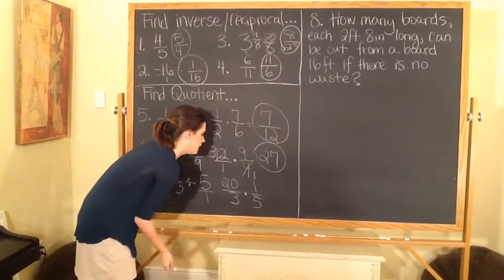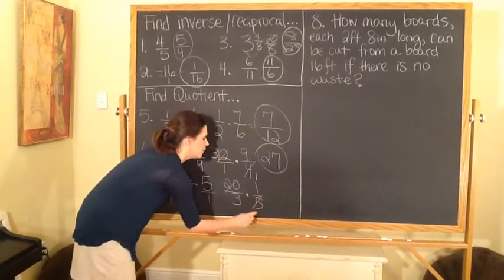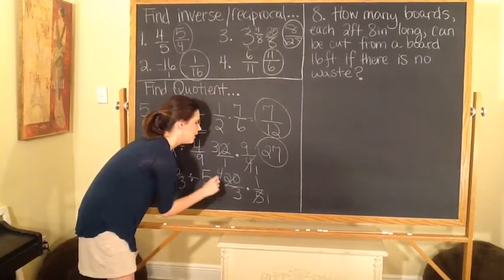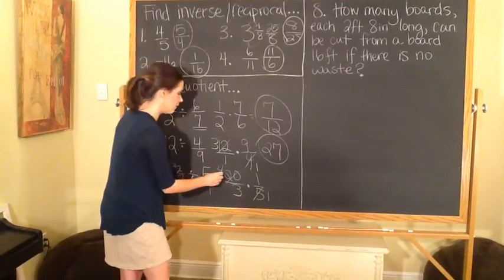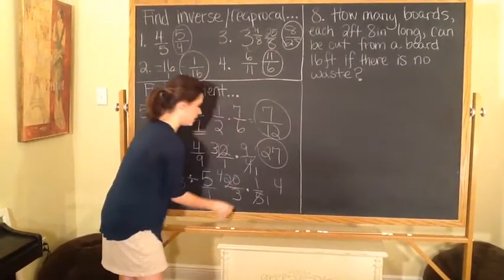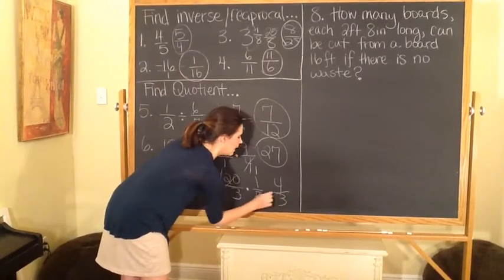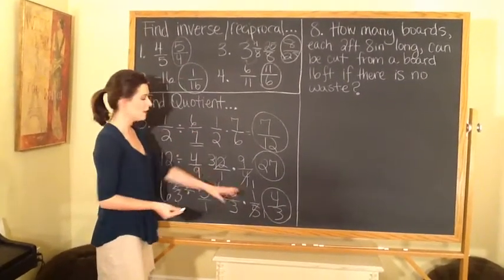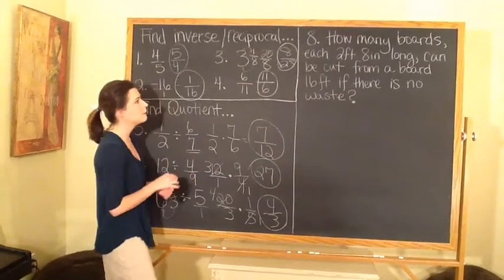So 20 and 5, you could take out a 5 out of both of them. You'll be left with 1 here. 20 divided by 5 leaves you with 4. So now our fraction is going to be simplified. So 4 times 1 gives you 4, and then 3 times 1 gives you 3. And 4/3 is your new quotient. Or you can turn it into mixed number form. Either way, improper fraction or mixed number is alright with me.